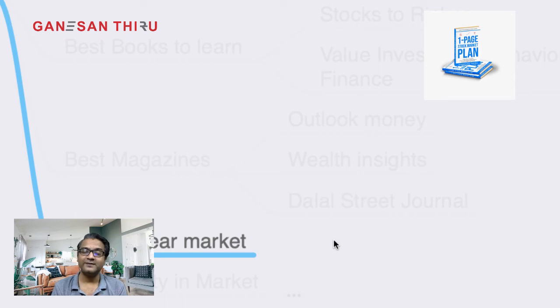So how should you play the market? You should play the opposite. Be greedy when everyone is fearful. Be fearful when everyone is greedy.